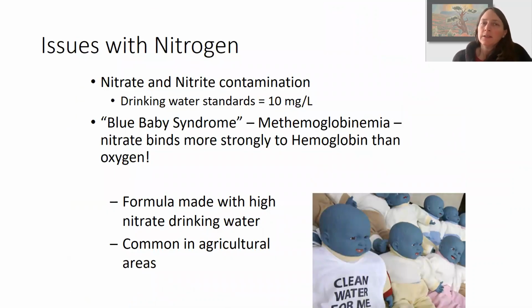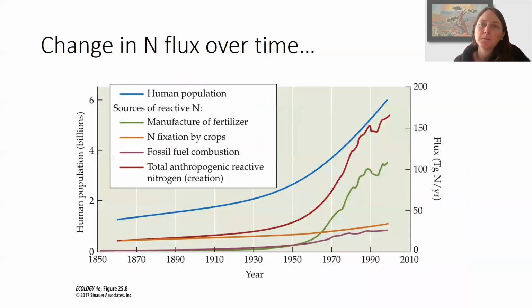Okay, so it's not just fish kills that we're worried about, but nitrogen in water can cause human health problems. So the standards for nitrate and nitrite contamination are 10 milligrams per liter. And if you have higher nitrate concentrations in drinking water, then something called blue baby syndrome can actually occur, which is called methemoglobinemia. And it's when nitrate binds more strongly to the hemoglobin in a baby's blood than oxygen, and it can actually cause them to suffocate. It's a problem when people are making baby formula with water that has high nitrate concentrations, and it's quite common in agricultural areas as well.